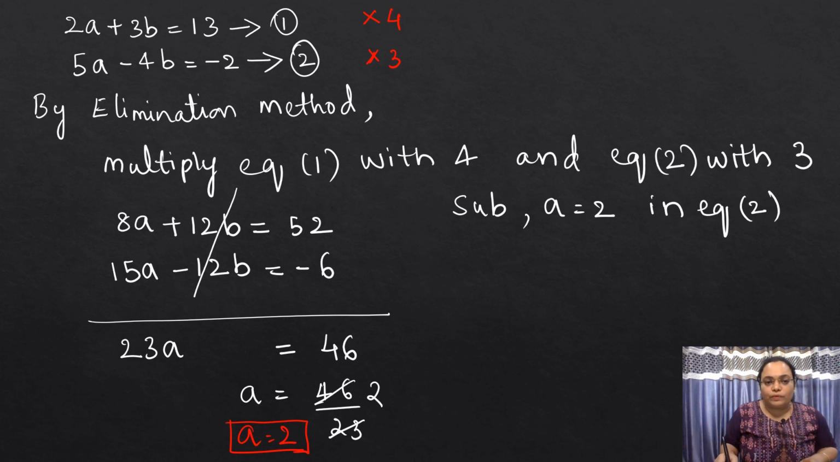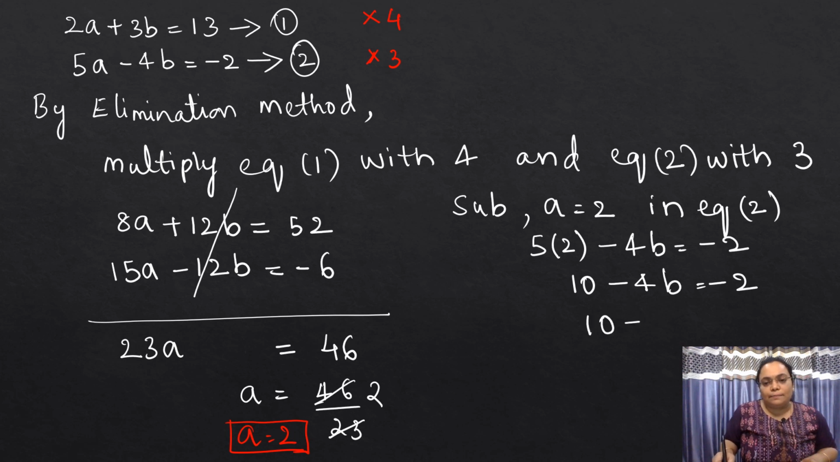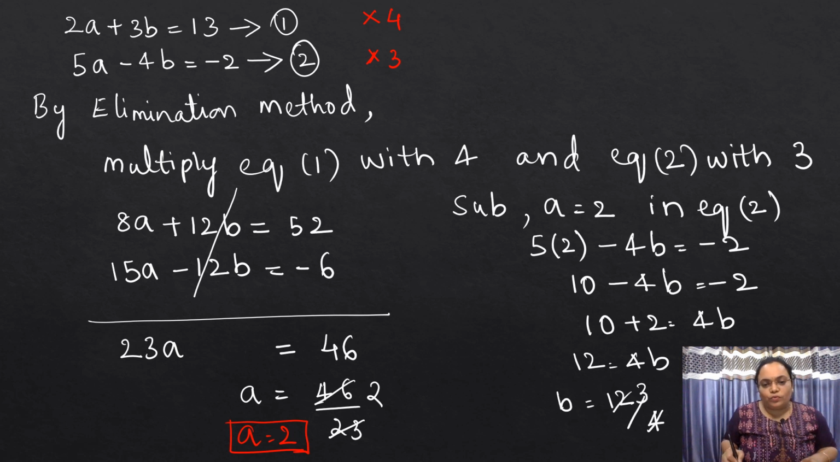That will be 5 into 2 minus 4b is equals to minus 2, which is 10 minus 4b is equals to minus 2. So, 10 plus 2 is equals to 4b. You will get 12 is equals to 4b. b is equals to 12 by 4, which is 3. You will get b is equals to 3.